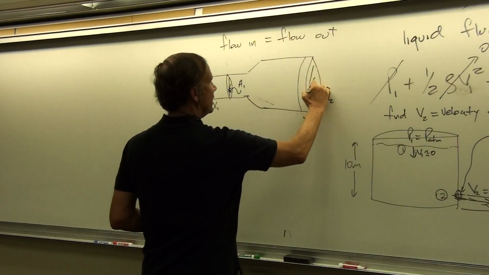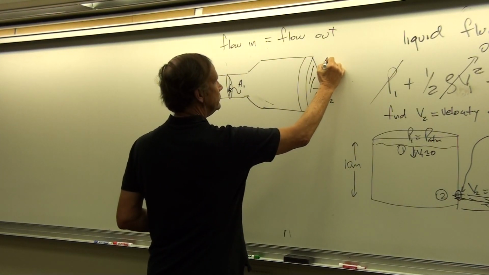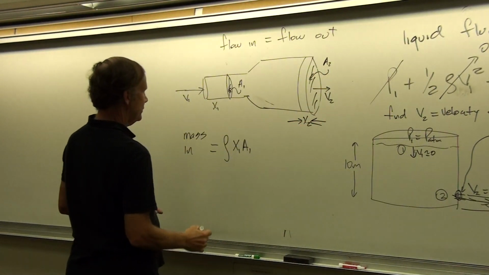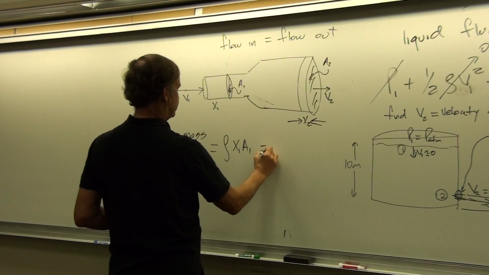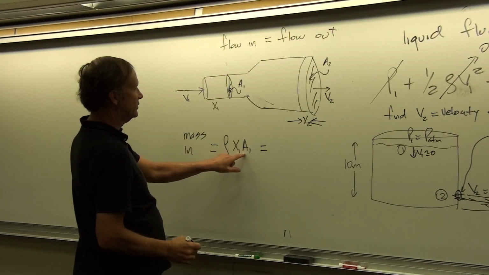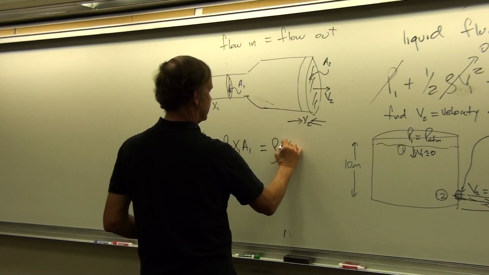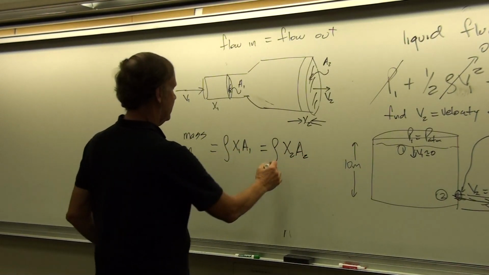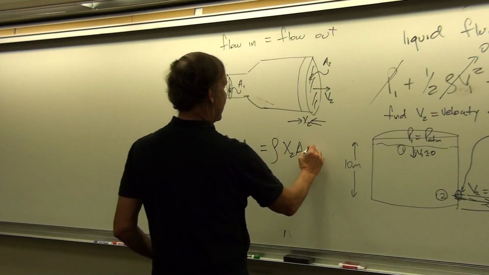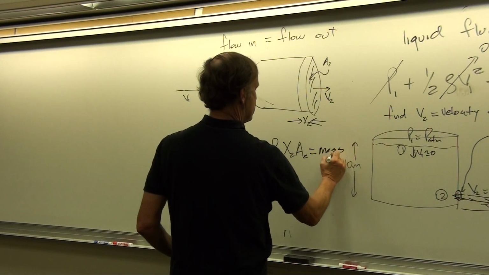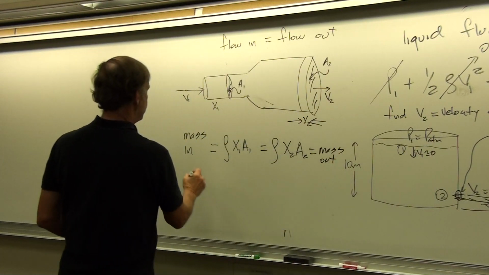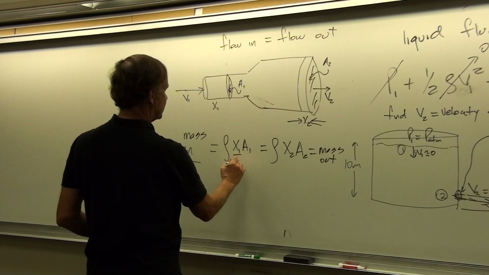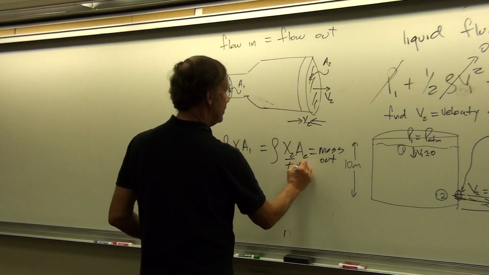Whereas this area here would be A2. And the volume that's associated with that would be X2A2. So this would be density times X2A2. So that's mass in here equals mass out here. But mass in per unit time is our flow rate. So we could write this as X1 over T, and this is X2 over T.